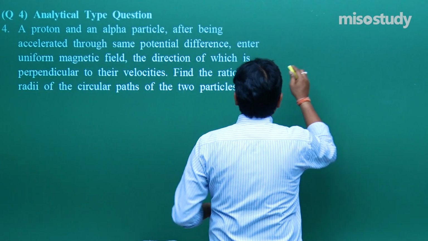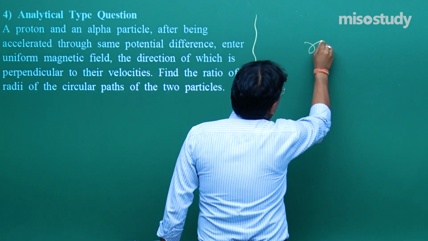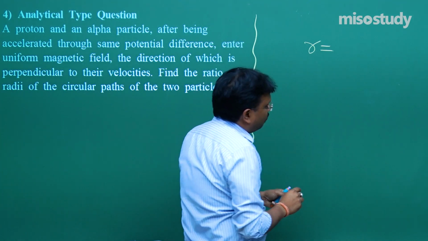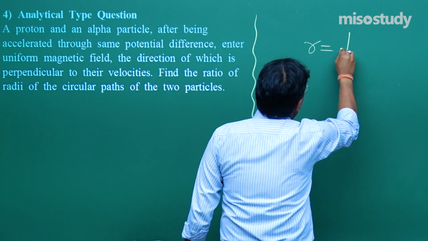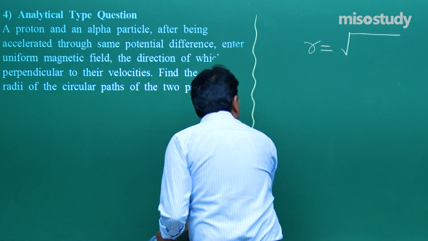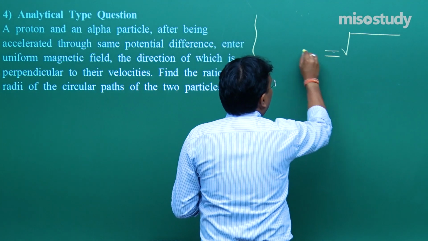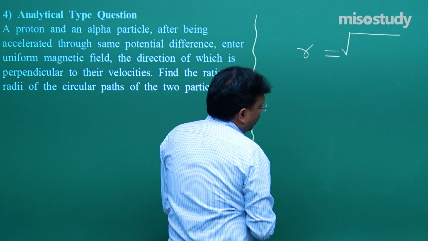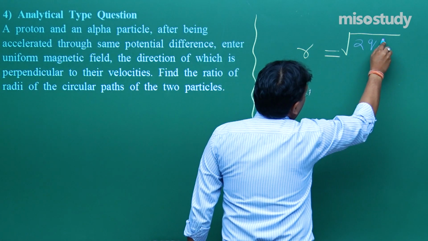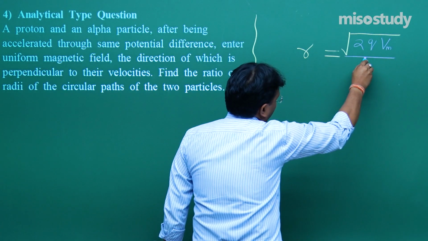Fine. R is equal to mv upon qB, but rather than writing it that way, I am writing the formula directly in terms of the potential. So R is equal to root of 2 qVm upon qB.